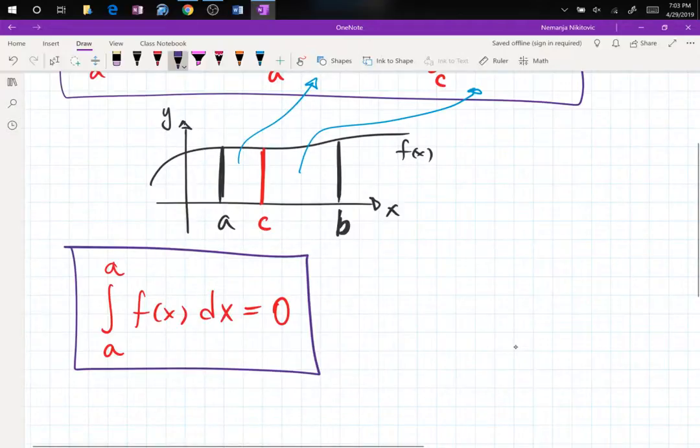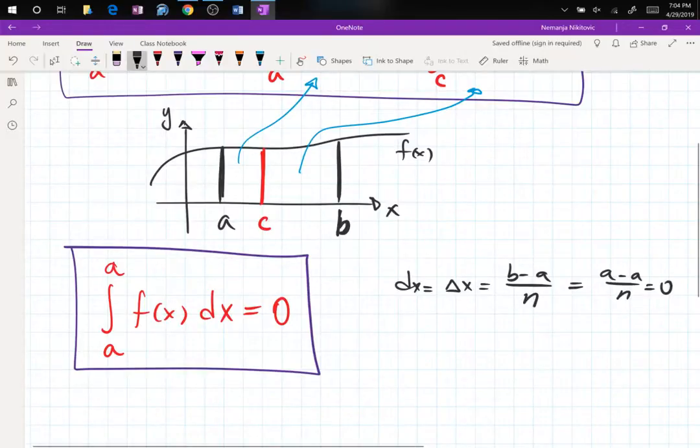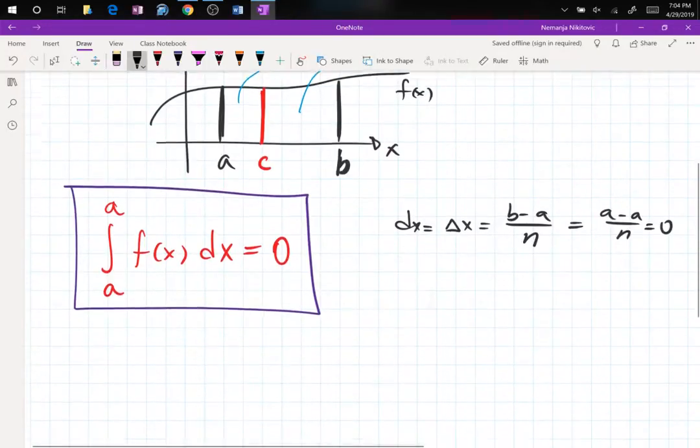Because didn't we say that dx is the same as delta x, and delta x was b minus a over n? Well, in your case, a minus a over n, meaning 0. So if dx is exactly 0, not infinitely small, but exactly 0, then you don't have the width. Right? You don't have the width. So area is 0. So that's the cool formula.